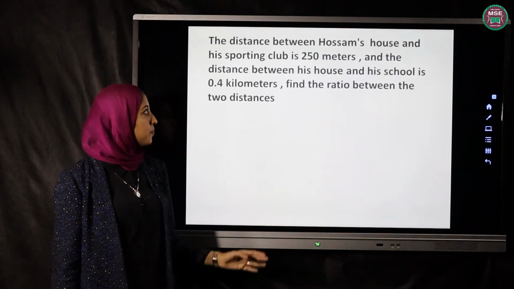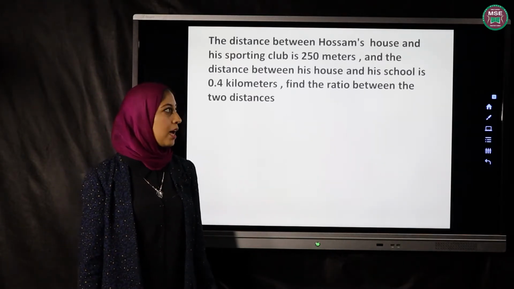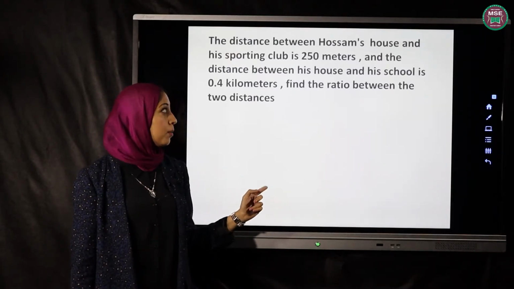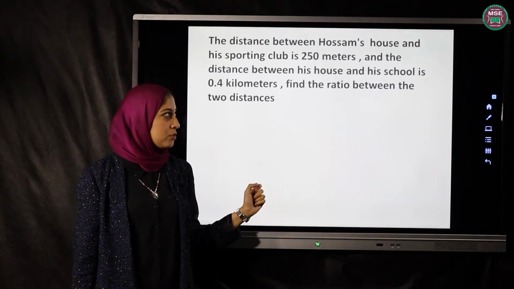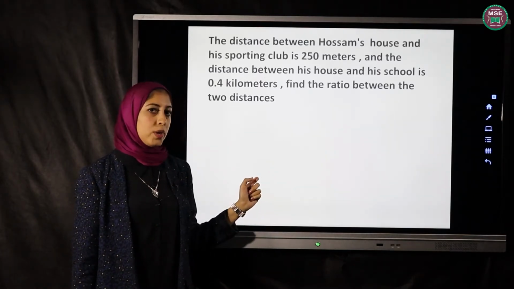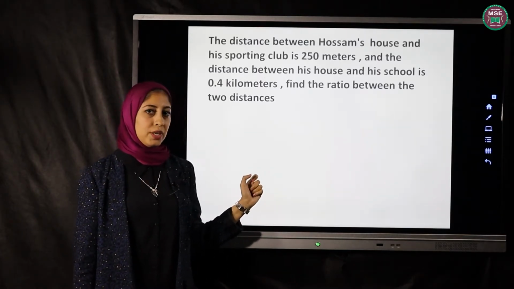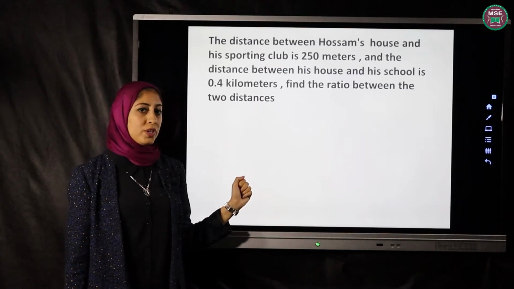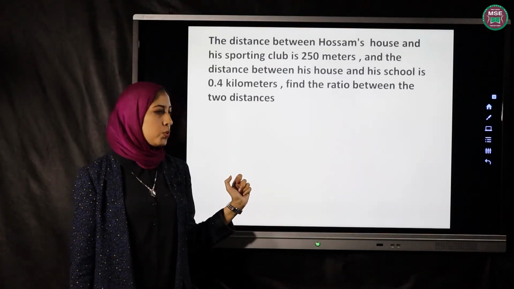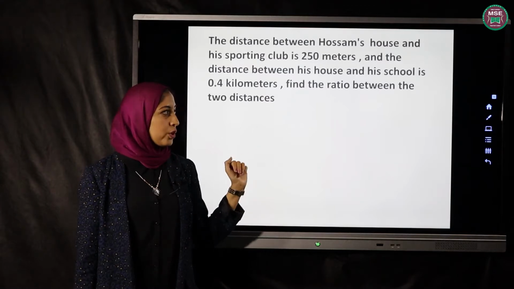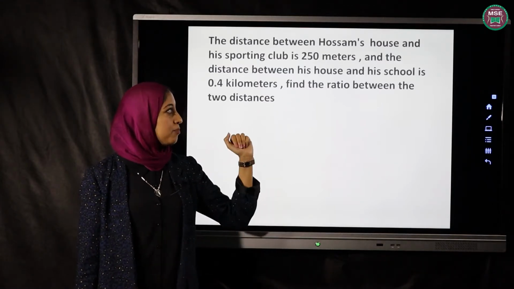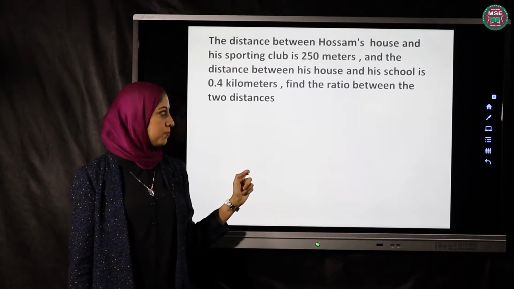Look at this question. The distance between Hussam's house and his sporting club is 250 meters. And the distance between his house and his school is 0.4 kilometers. Find the ratio between the two distances. Look carefully at the two units. I have meters and kilometers.